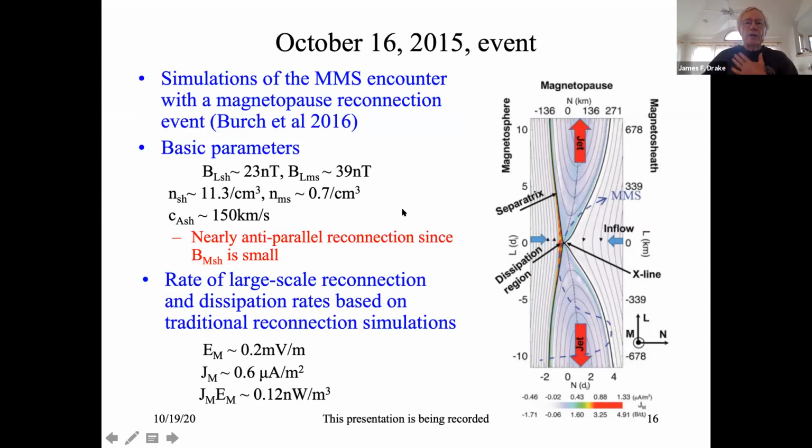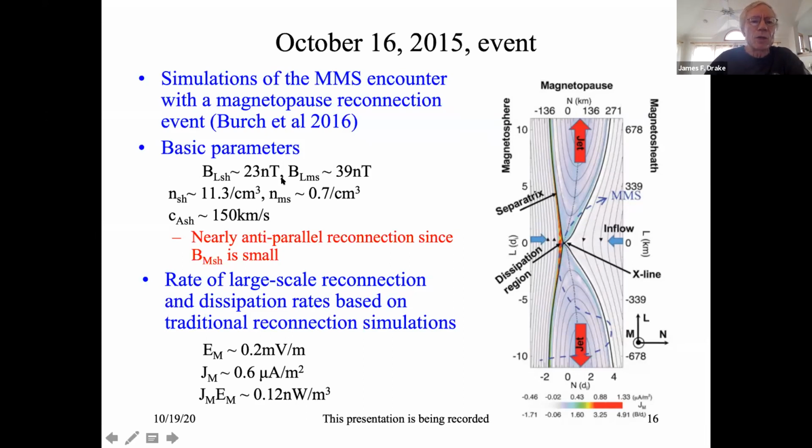So I want to point out some important parameters for this. Here are the magnetic fields on the sheath side and the sphere side, and the density in the sheath and the sphere. You notice a very large density ratio, and an Alfvén speed of about 150 kilometers per second. This was basically anti-parallel reconnection.